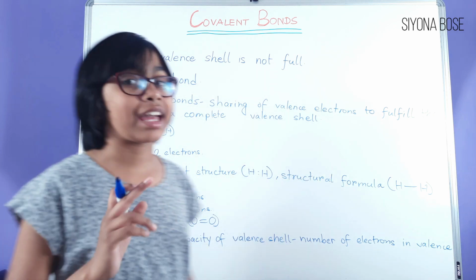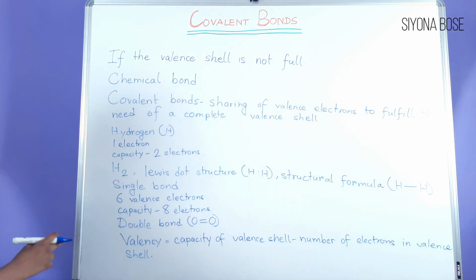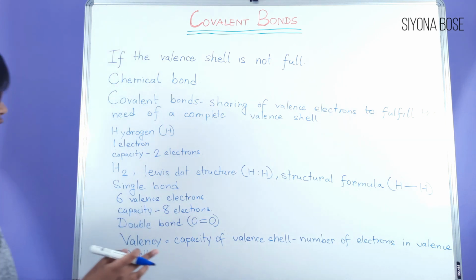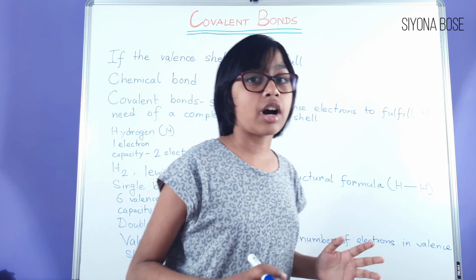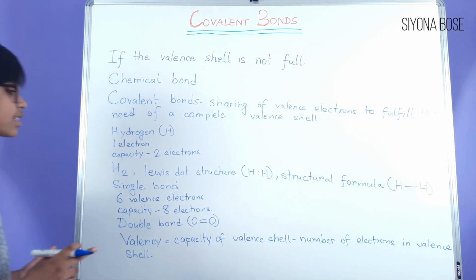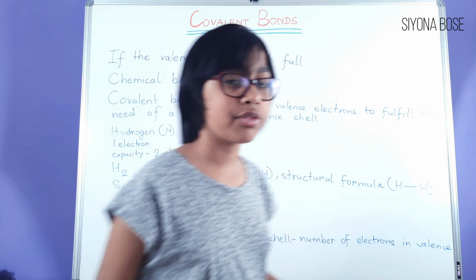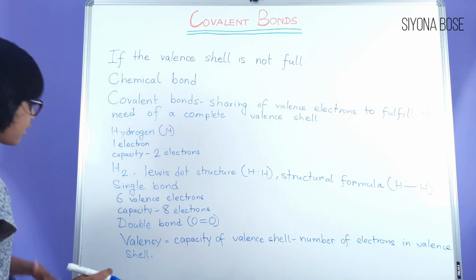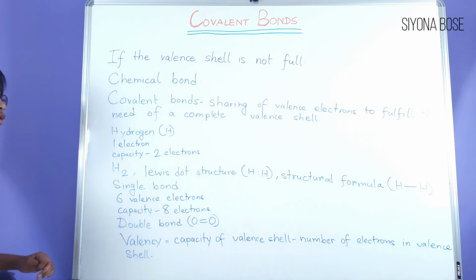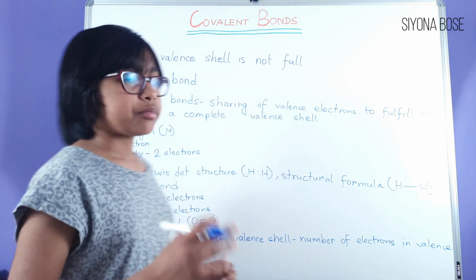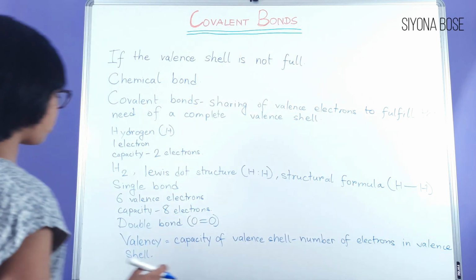Now, if we take a look at oxygen, it has 6 valence electrons, and the capacity is 8 electrons. It has a double bond because we have to share 2 pairs of valence electrons to fulfill the need of a complete valence shell of 8 electrons. So O with the double bond attached to O, like that.